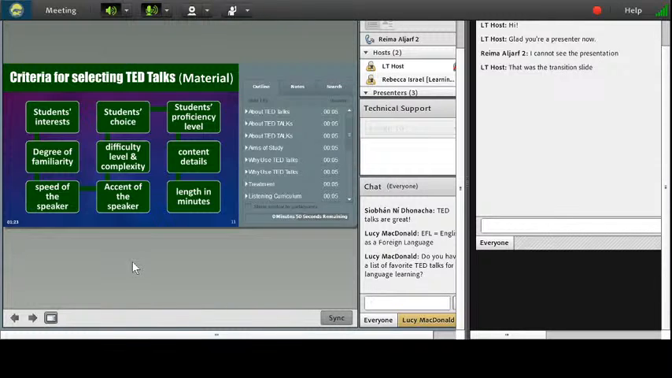Also, we should take into consideration the students' difficulty level. If the students are beginners, we try to choose short and easy talks. If they are advanced, then we choose more difficult and longer talks with a more complex theme. Another thing that we should take into consideration is the content details and also the length of the talk in minutes. With beginners, we use shorter ones. With advanced, we use longer ones.